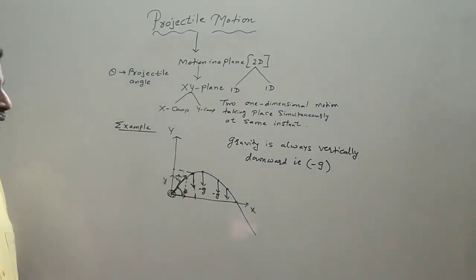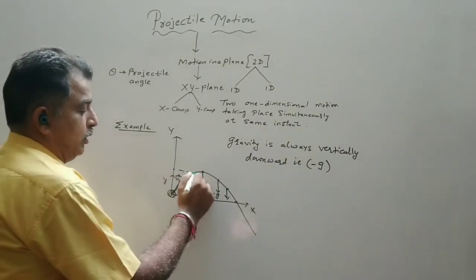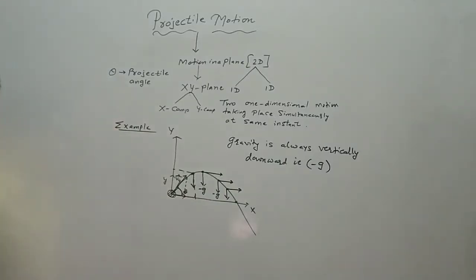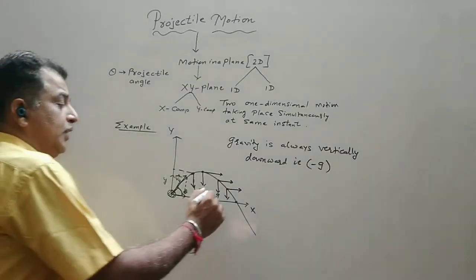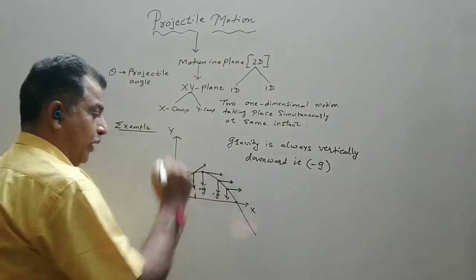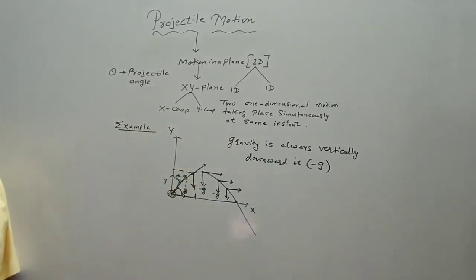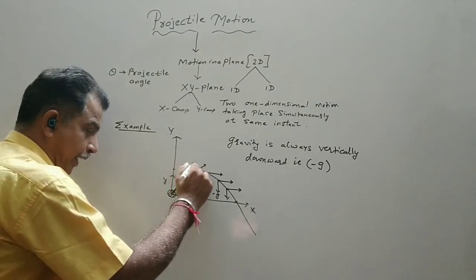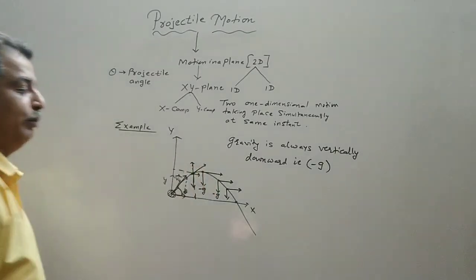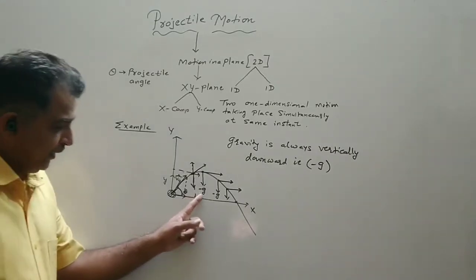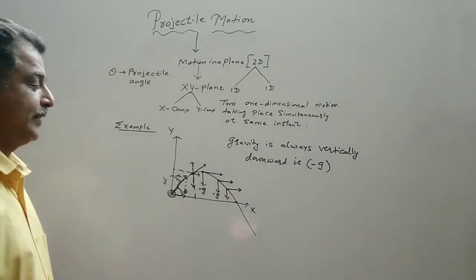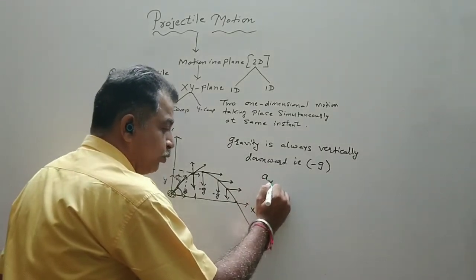At the same time, there is no gravity along the horizontal axis. So this is the horizontal component. At any instant, I can draw the x component as well as the y component. At this point, the body is in a plane. It has two components, x component and y component. You see the gravity is vertically downward. There is no horizontal component of acceleration. So here ax will be taken as 0.